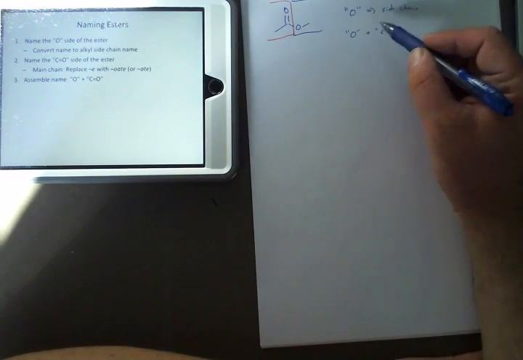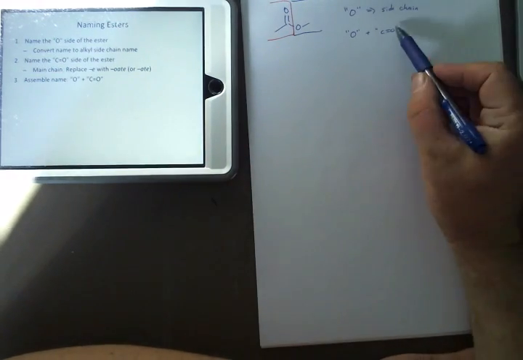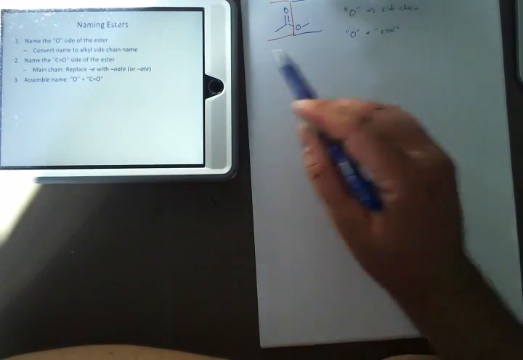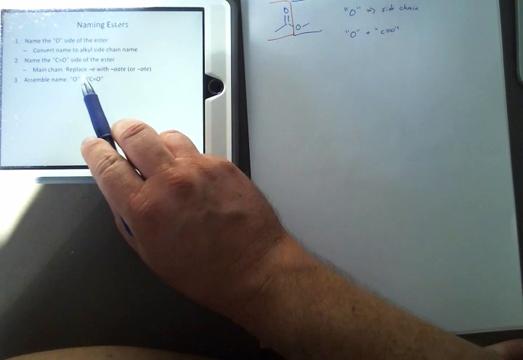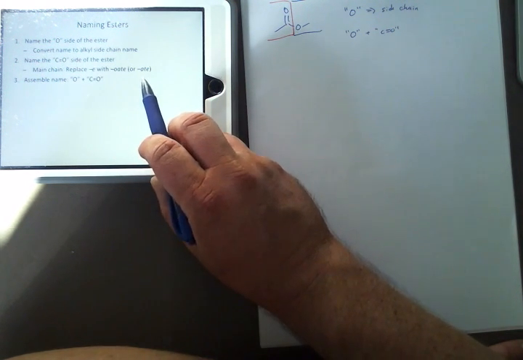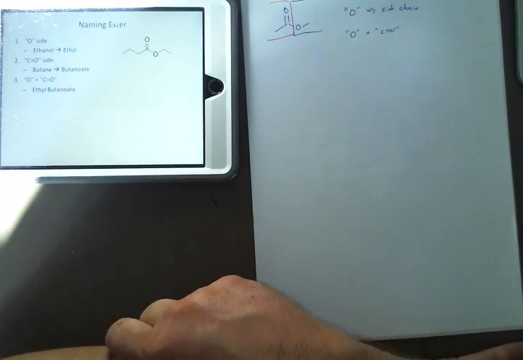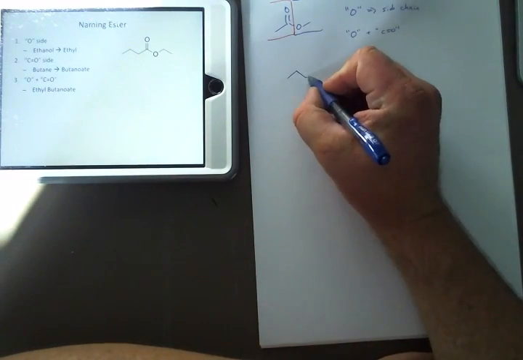It doesn't matter if it just bolts in just like the other one, okay? So like that. So this side here, the C double bond O, is going to be your main chain, okay? And you're going to replace the ending with the suffix oate, or sometimes it's just ate. Usually it's oate, right? So like that. So here we go. A very simple ester here.